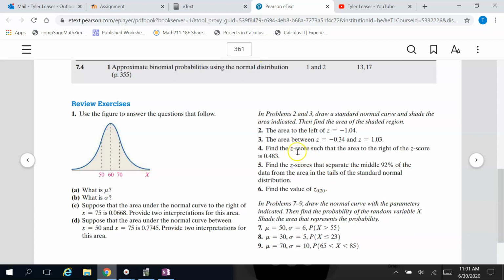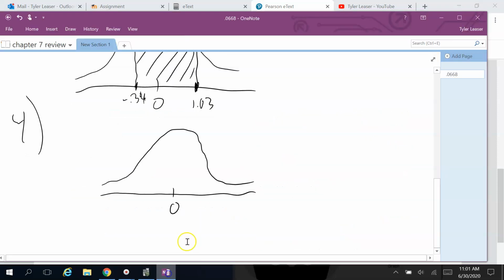But this time, we want to find the z-score such that the area to the right is 0.483. The way this graph works is the whole thing is an area of 1, which means that the halfway mark where the mean is, is 50%, or 0.5.